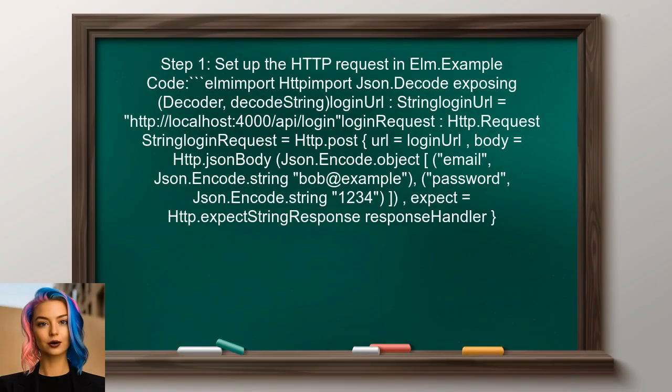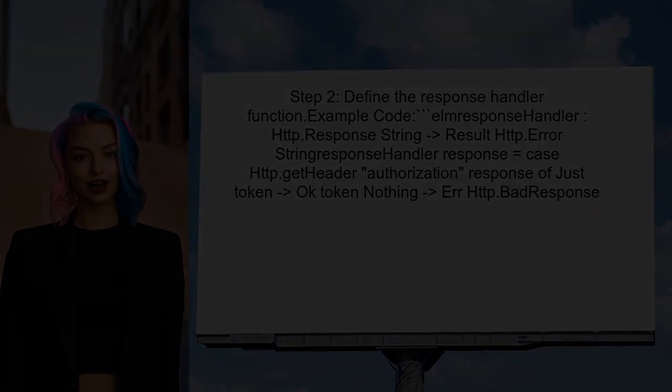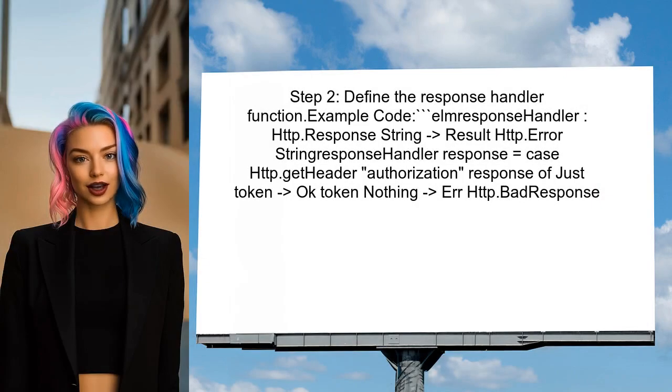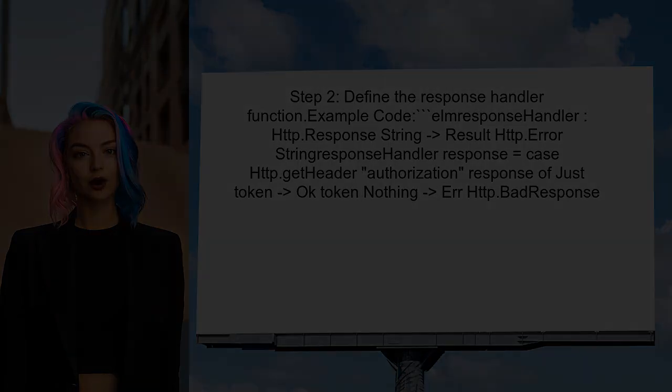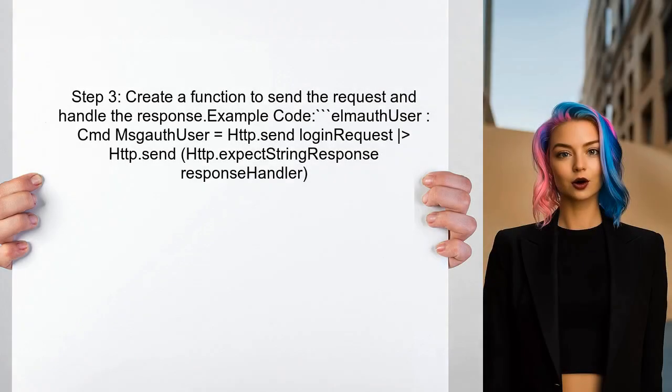To begin, the user needs to set up an HTTP request in Elm to send the login credentials. This can be done using the Http.post function. Next, the user should define a response handler function. This function will process the response and extract the JWT token from the headers. Now, the user can create a function to send the request and handle the response. This function will call the login request and process the result.